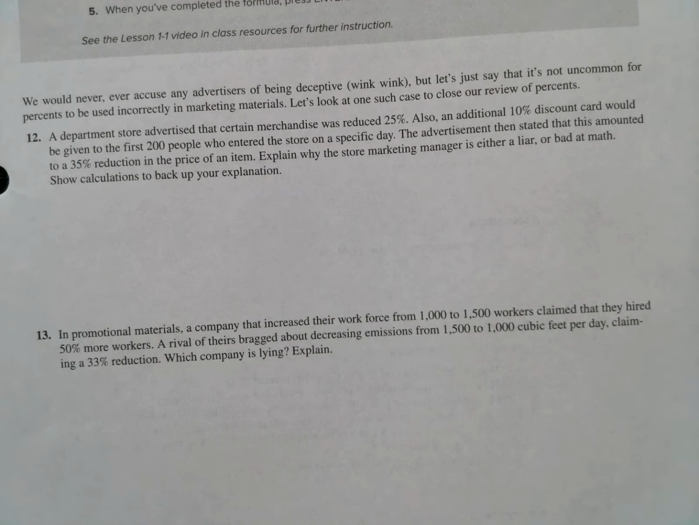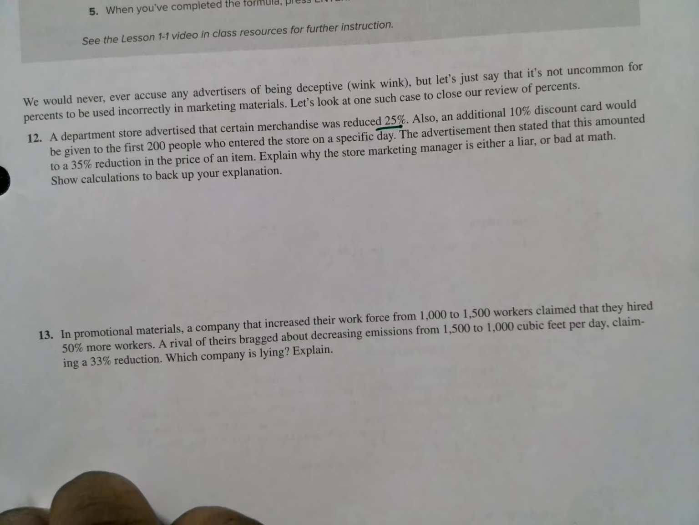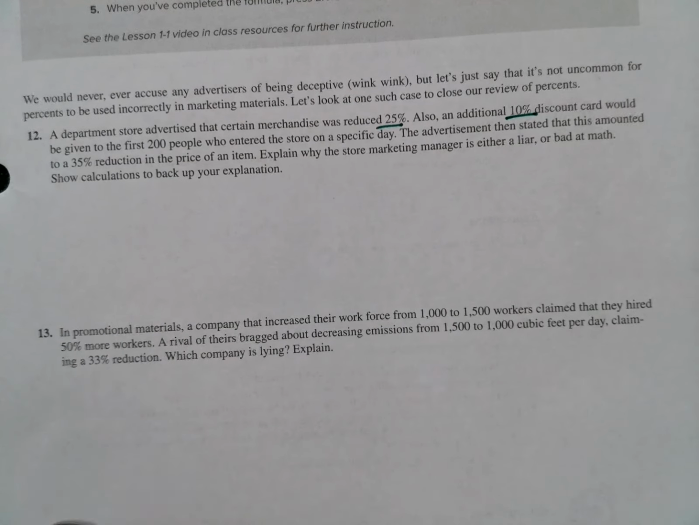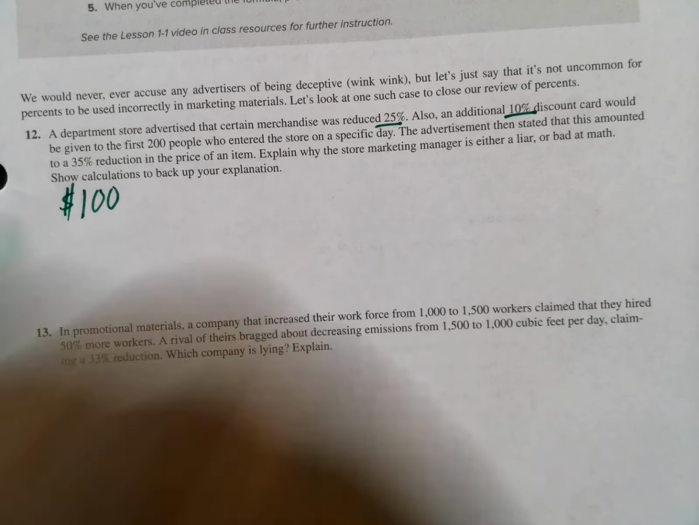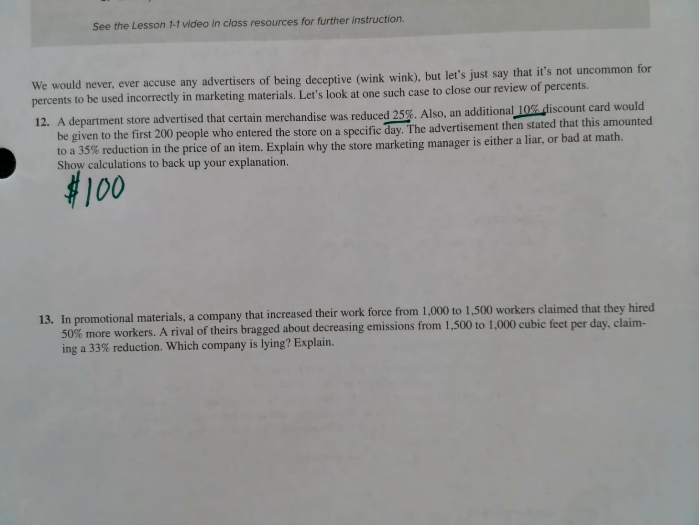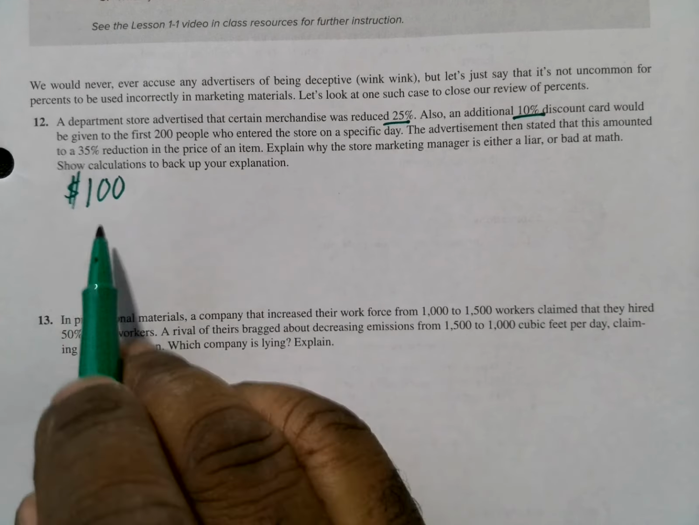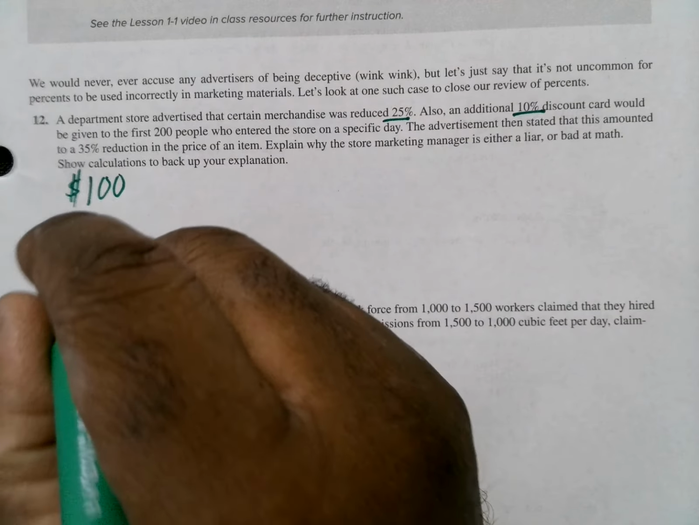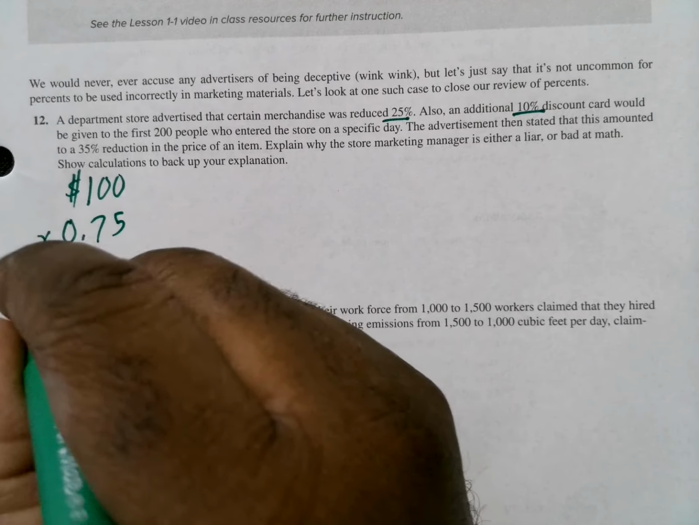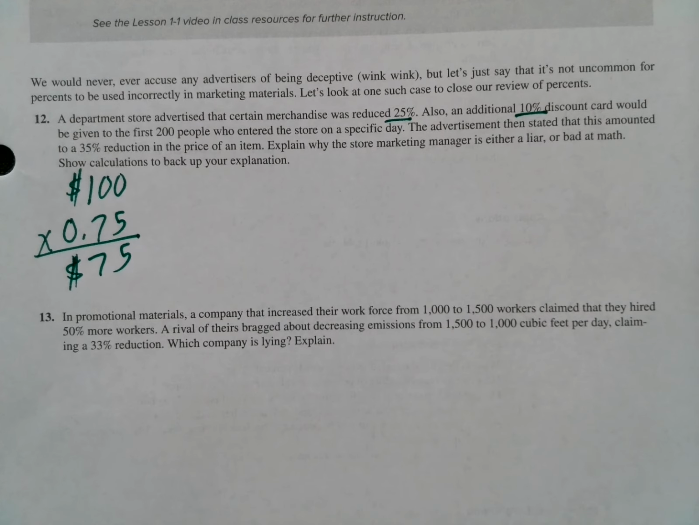All right, so first thing, you get 25% off, and then you get an additional 10% off. So let's do this. Let's take $100, because I want to show you the calculation first. You take 25% off of this. We know $100, 100%. This ends up being 75%. So we'll multiply this by 0.75, and this will leave us $75.